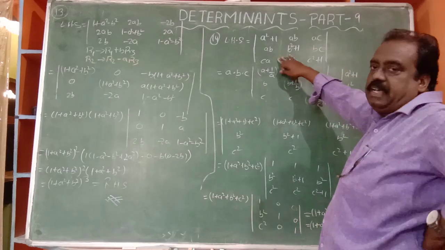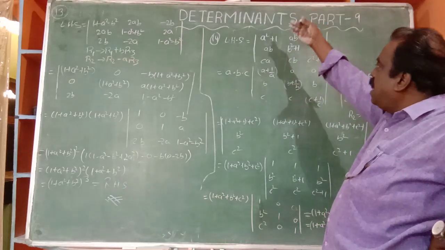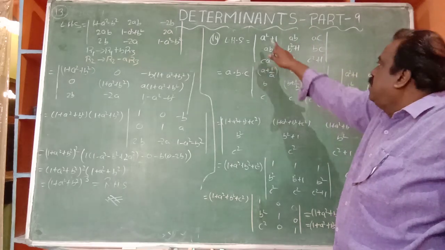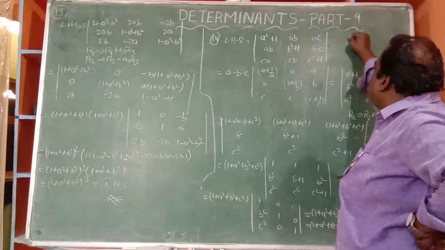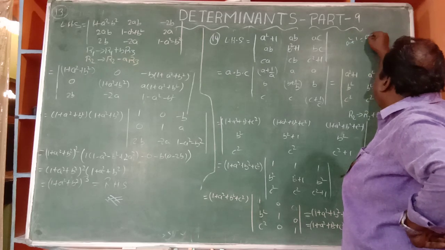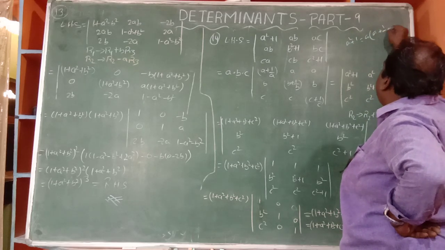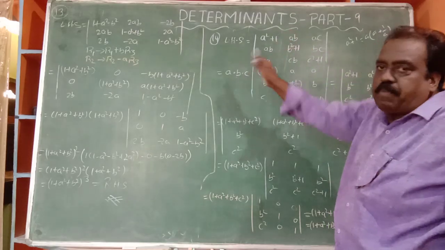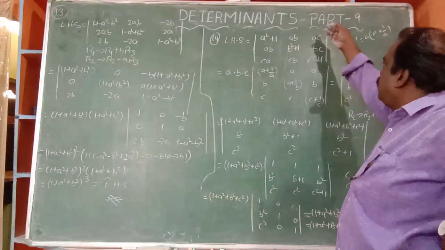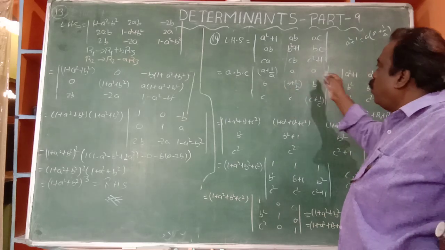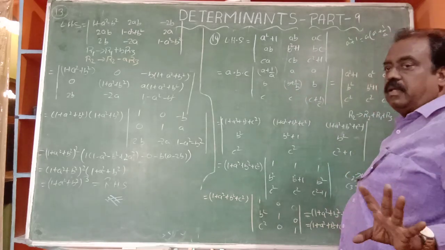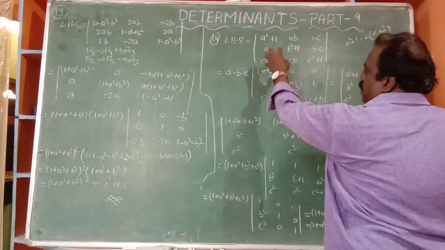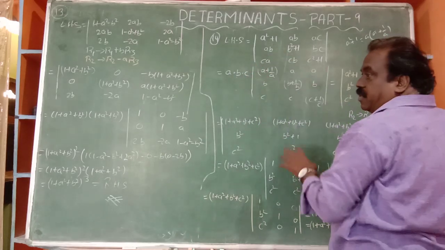In this LHS, in the first column I took A as common. Okay now? By taking, you see, don't confuse. A square plus 1, if you take A as common, A plus 1 by A. Very simple. So I took A as common in the first column, B in the second column, C in the third column. We get this one. Okay. A, B, C are the common terms. We take C1, C2, C3.